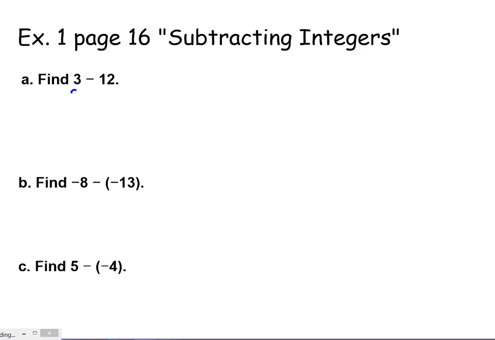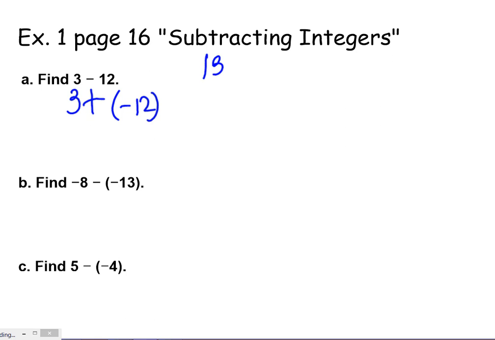So 3 can be brought down. The minus sign becomes a plus sign. And now we're going to add the opposite of 12, which is negative 12. Now we follow our rules for adding integers. When they have different signs, you find the difference. And the difference is between the absolute values.